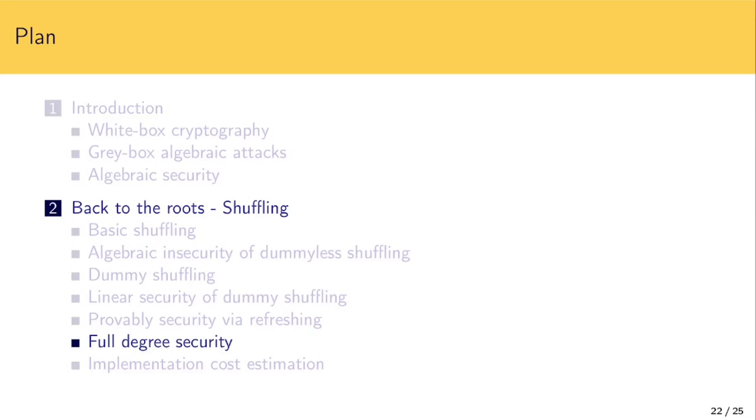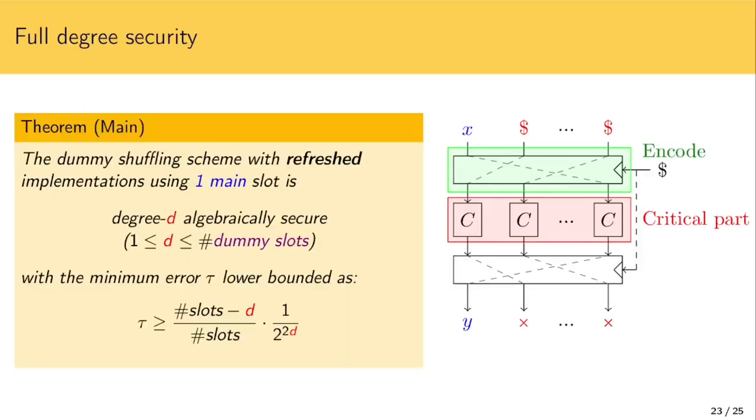We are now ready to describe our main result. It turns out that dummy shuffling with refreshed implementations actually provides higher degree security. More precisely, it provides security against algebraic attacks of degree up to the number of dummy slots. Of course, for each degree, the error bound is different and gets close to 1 over 2 to the 2d as the number of dummy slots increases. Here, we only consider a single main slot as it is simpler to analyze. This is the most generic case and is applicable to any initial implementation. We simply consider the full implementation as a single slot.